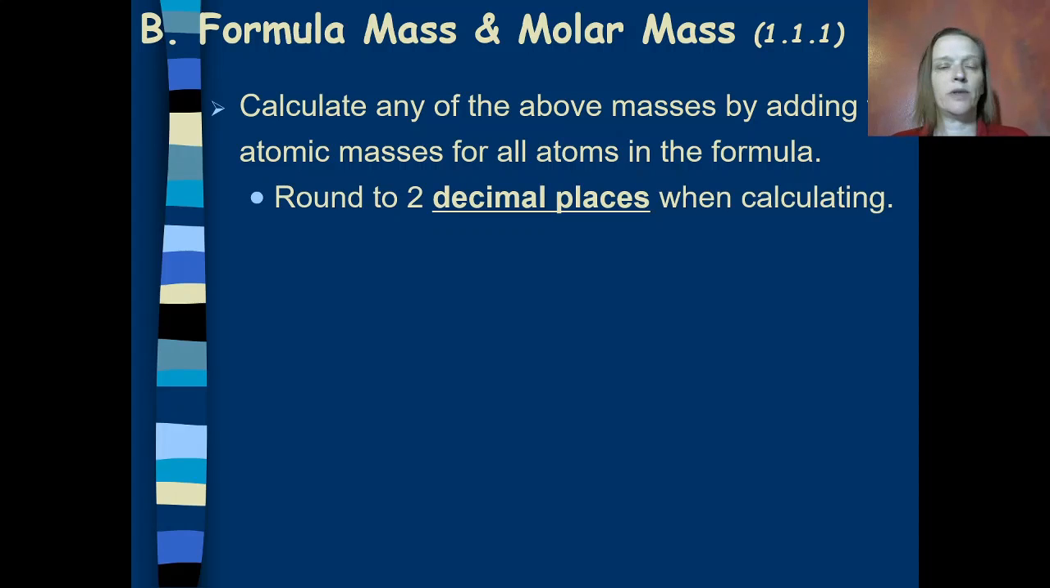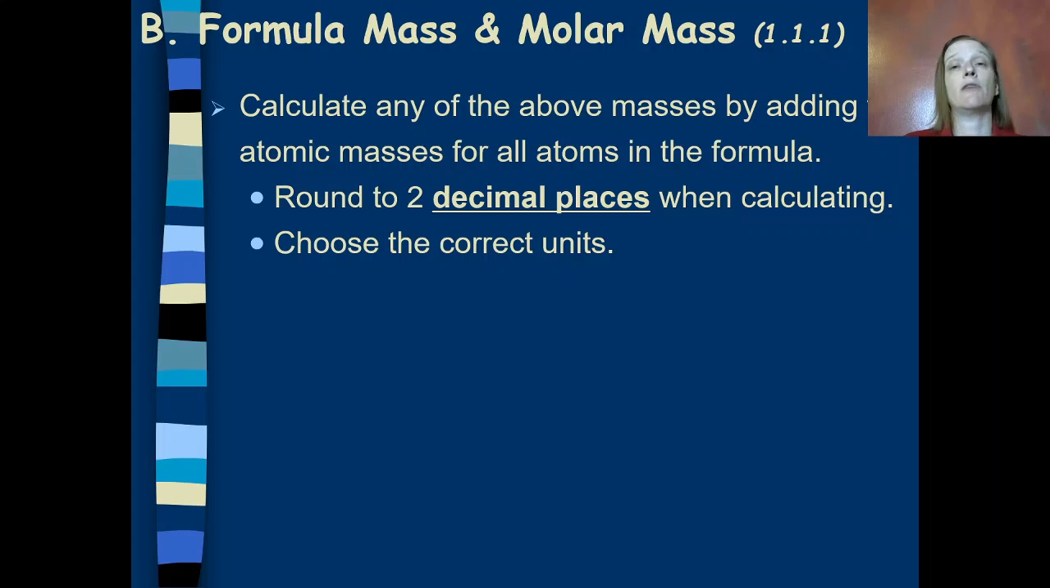Please, when you are doing these calculations, always round your masses to 2 decimal places off of the periodic table. Some of the values on the periodic table are written to 3 decimal places, some are written to 2 decimal places, and my self-check spreadsheets are going to be based off of rounding them all to 2 decimal places. So please round to 2 decimal places. Be sure to choose the correct units for the correct situation. If it's the atomic mass or the formula mass, you're going to use atomic mass units. If it is molar mass, you're going to use grams per mole.